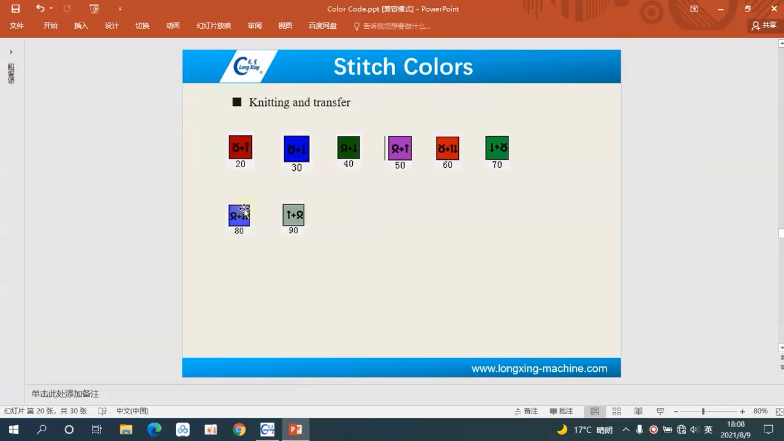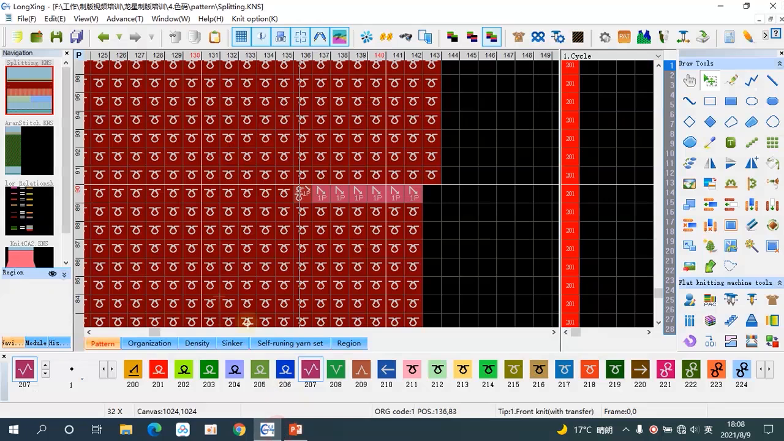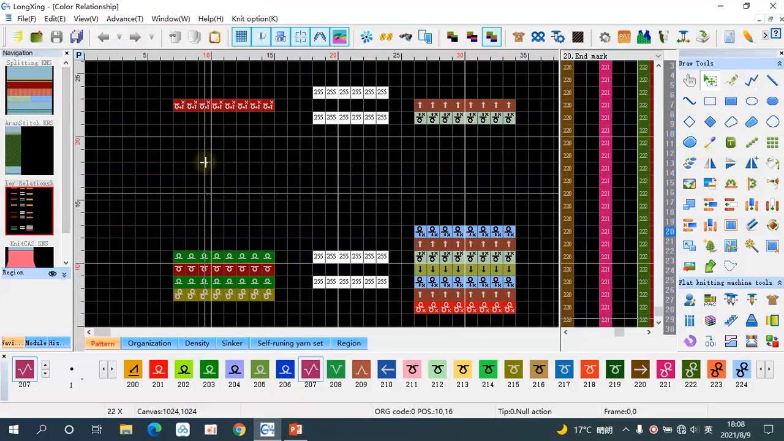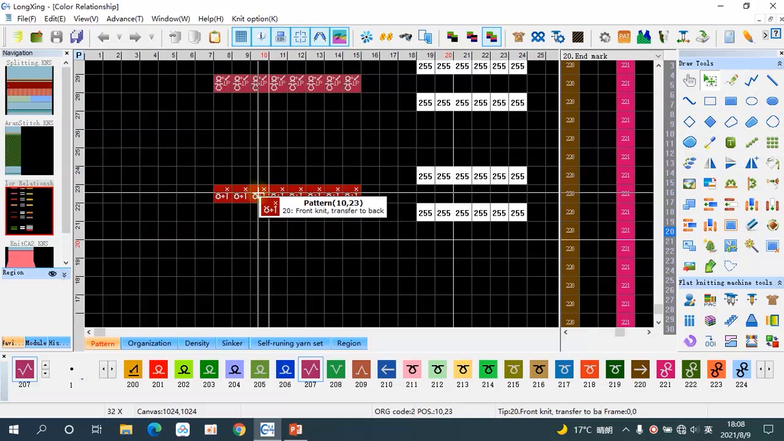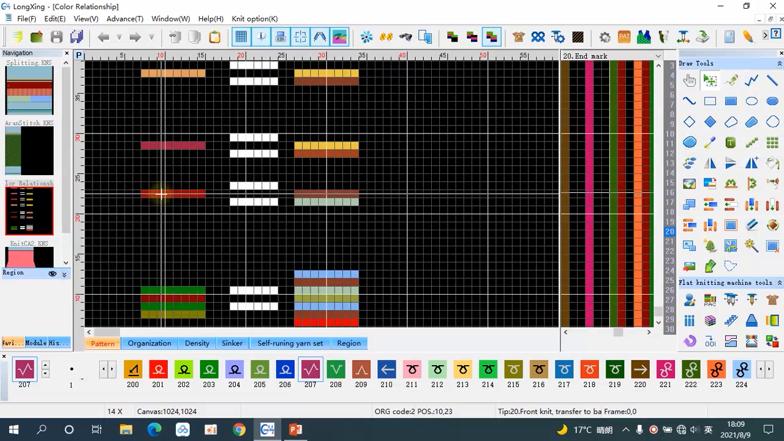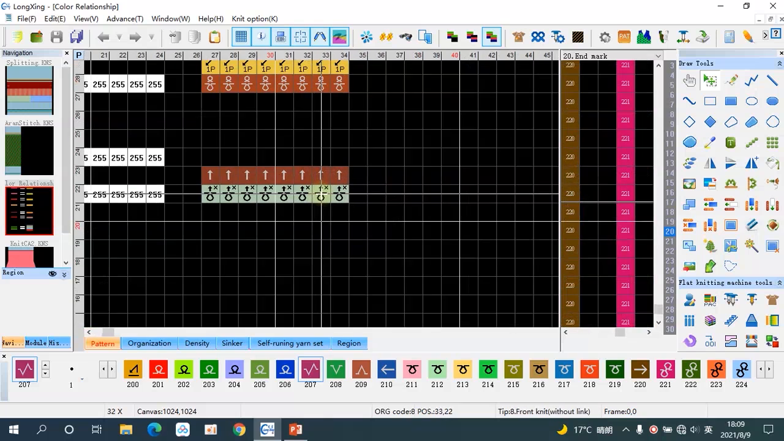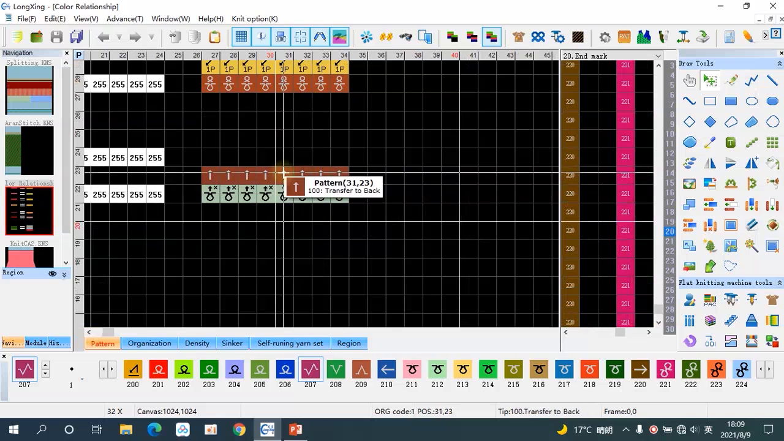Below is an introduction of the combined colors for knitting transfer. They are 20, 30, 40, 50, 60, 70, 80, and 90 colors. Actually, in the palette, the majority of colors can be formed via combination of basic colors. For example, 20 colors. See the catalog. You can see front knit, transfer to back. It can be a combination of color 8 and 100.